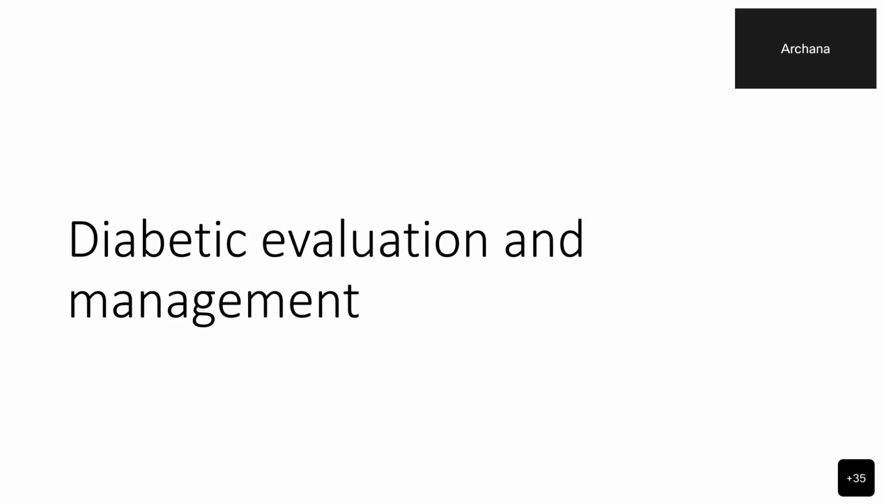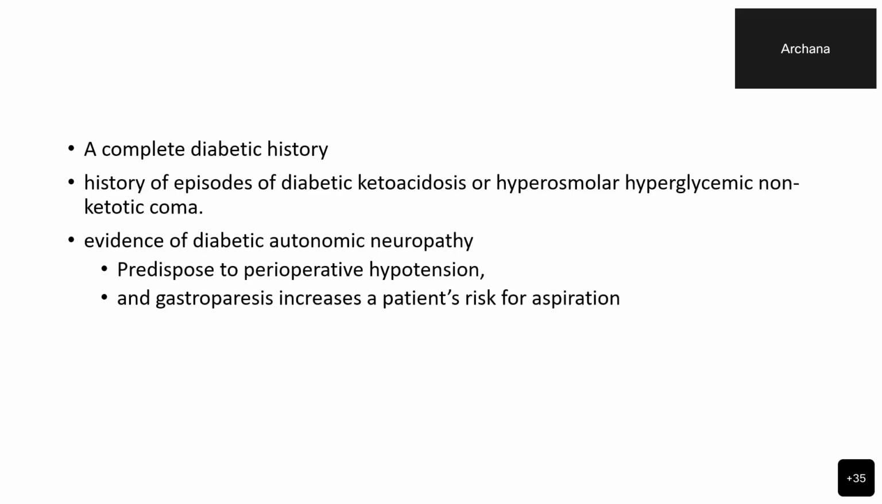Coming to diabetic evaluation and management, a complete diabetic history of episodes of diabetic ketoacidosis or hyperosmolar coma should be noted down, and evidence of diabetic autonomic neuropathy, which predisposes to perioperative hypotension or gastroparesis and aspiration risk, should also be noted down.